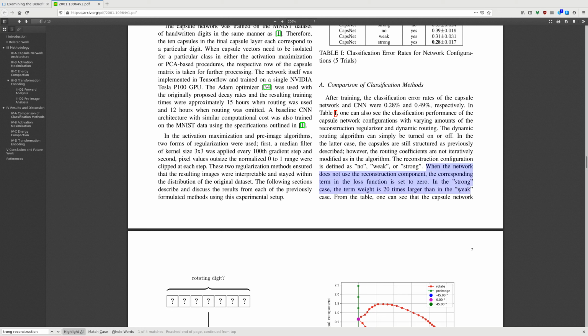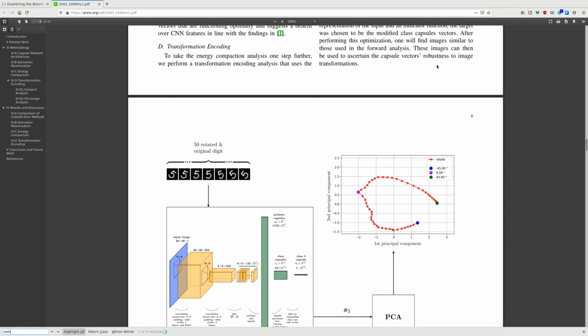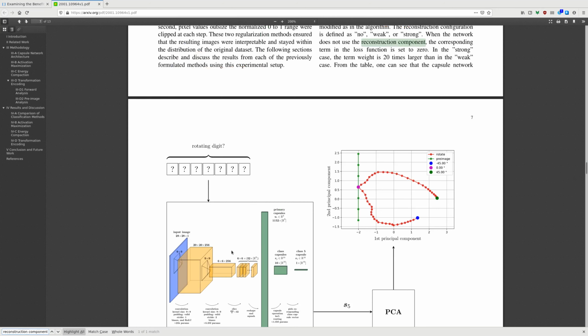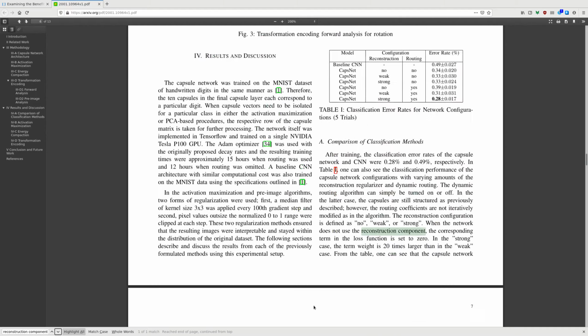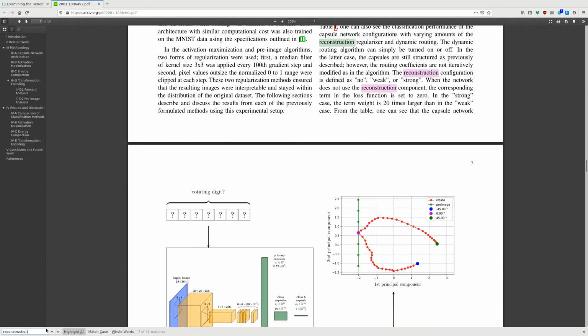Strong case is 50 times larger than weak case. Does not use the reconstruction component. Okay, what is reconstruction component? I'm just gonna make this quick search.